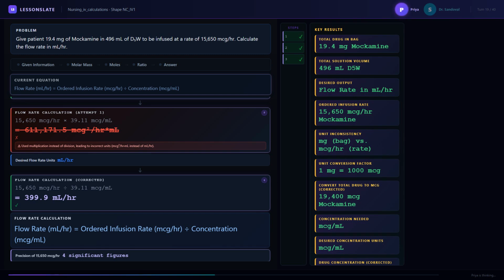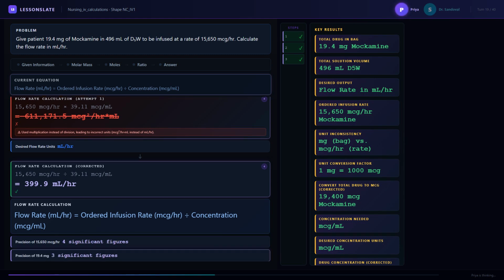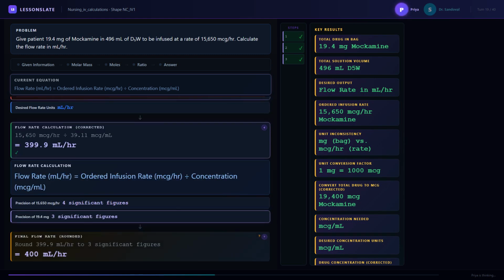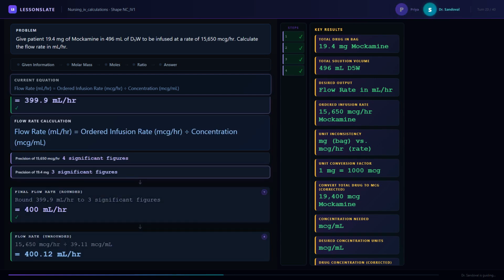Okay. The 19.4 milligrams has 3 significant figures, and the 496 milliliters also has 3. And the 15,650 micrograms per hour has 4 significant figures. I think that means my final answer, 399.9 milliliters per hour, should probably be rounded to 3 significant figures, so 400 milliliters per hour. Is that right, Dr. Sandoval?